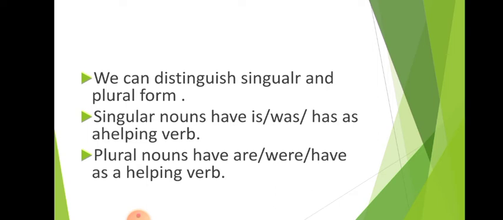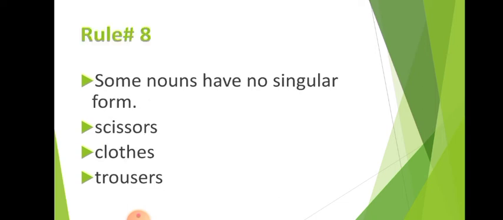Singular nouns have is, was, has as a helping verb. Plural nouns have are, were, have as a helping verb. For example, there is a deer in the jungle. I saw a deer. It means we are talking about a singular deer. There are deer in the jungle. It means we are talking about plural deer, a number of deer, more than one deer in the jungle. So with the helping verb, it will be easier for us to know whether we are talking about a singular noun or a plural noun.